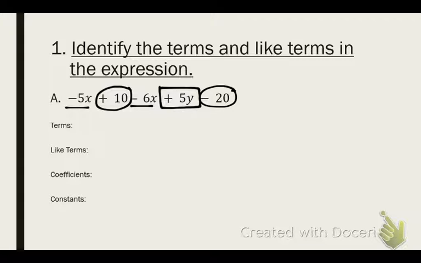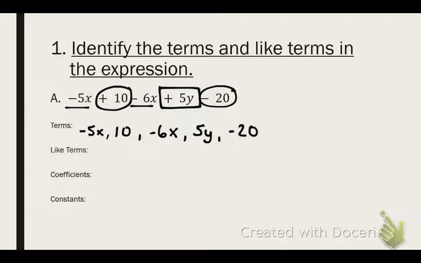Now I've asked you to come up with what the terms are. Just by looking at the original problem, how many terms do we have there? 5. There are 5. Trenton, what's the first one? Excellent. Amira, the second one? 10. Very good. Talila, the next? Very good. Negative 6x. Braden? Very good. And Matthew, the last one? Excellent.